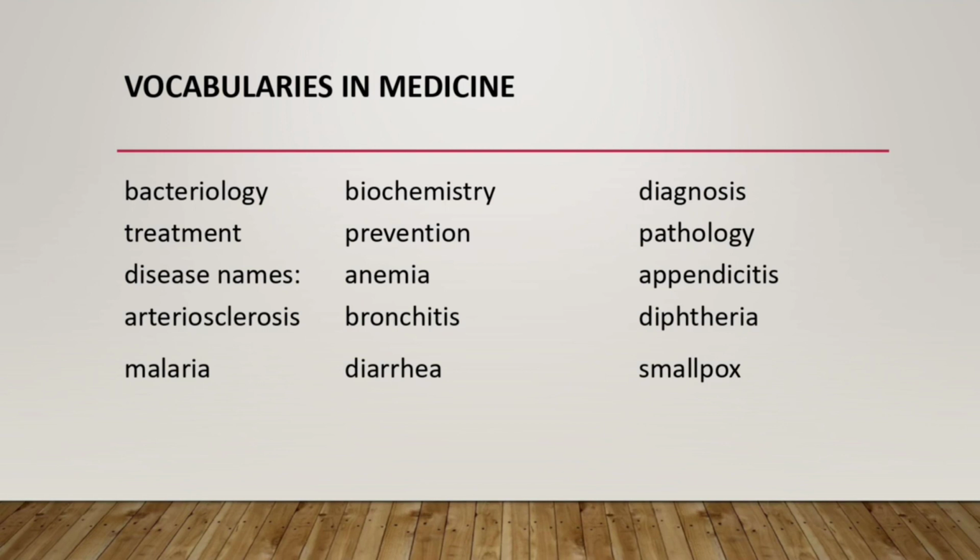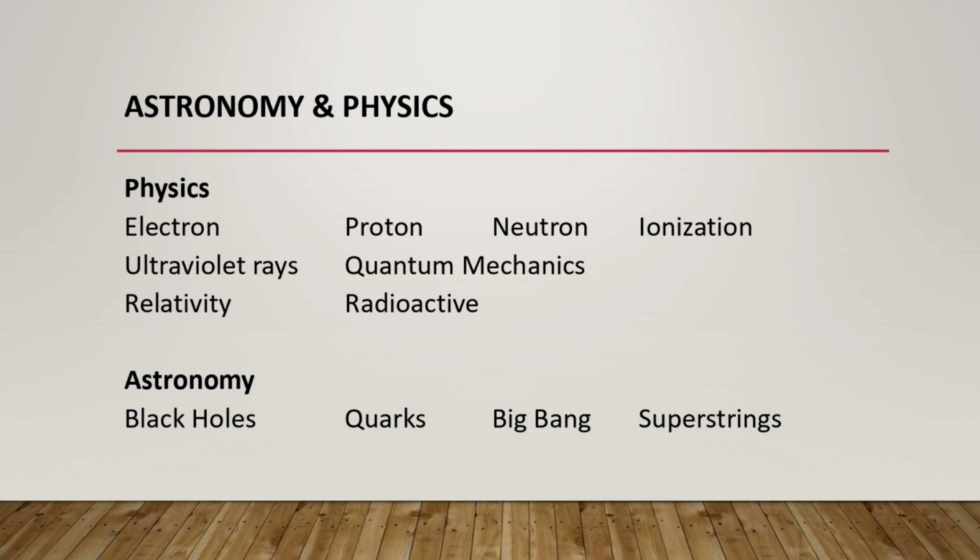This is also the time of research and findings in different branches of knowledge. Examples in medicine are bacteriology, biochemistry, diagnosis, treatment, prevention, etc. For disease names, anemia, appendicitis, bronchitis, diphtheria, malaria, and numerous other ailments were introduced. In physics, words such as atom, electron, proton, neutrons, ultraviolet rays, quantum mechanics, relativity, radioactive, etc. added to the list.